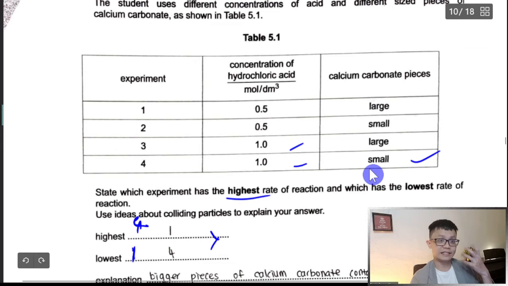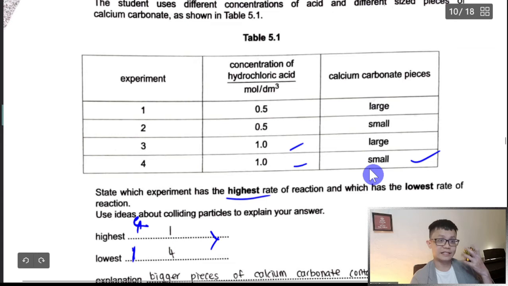And then one more is the concentration. The higher the concentration, eventually you have more particles in the same volume for the collision to take place. So eventually there is a more frequent collision. So you didn't get marked for this question. Bigger pieces of calcium carbonate contain more particle. Yes. Sometimes students confuse. Students thought that bigger means a lot.